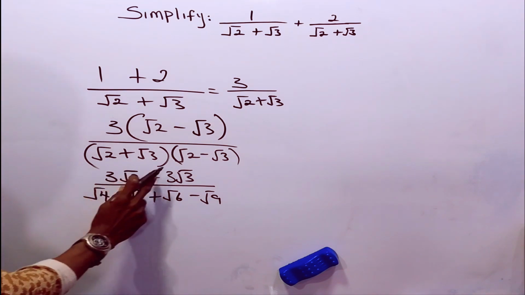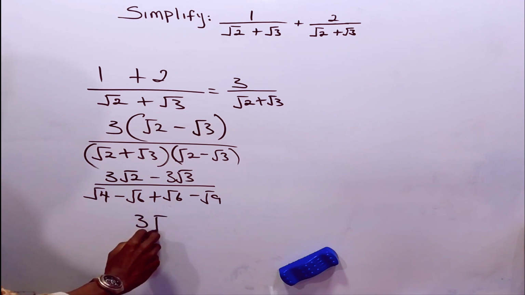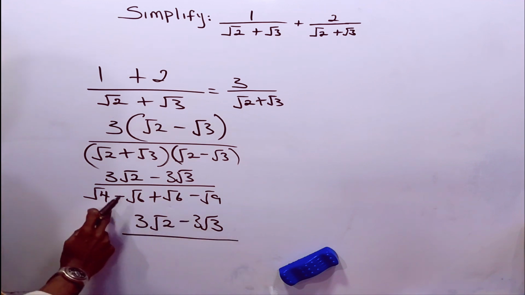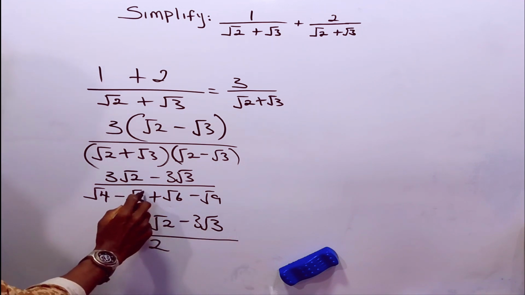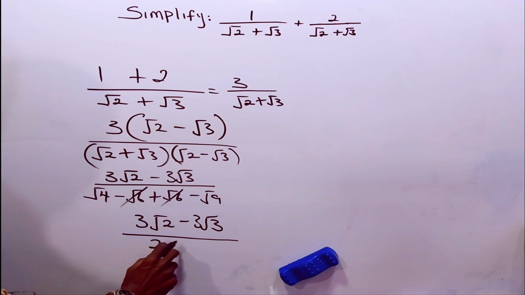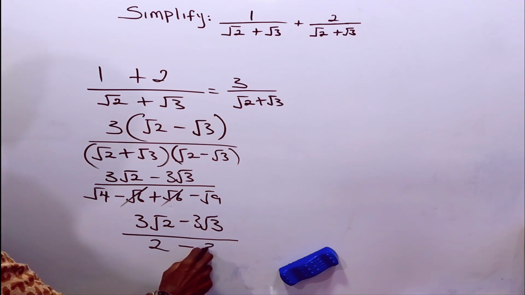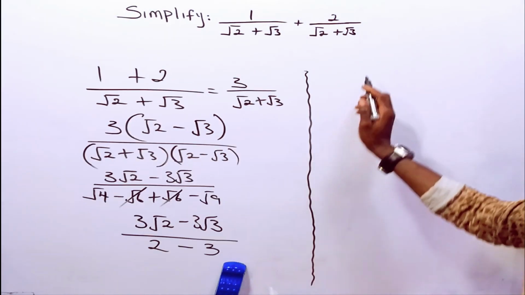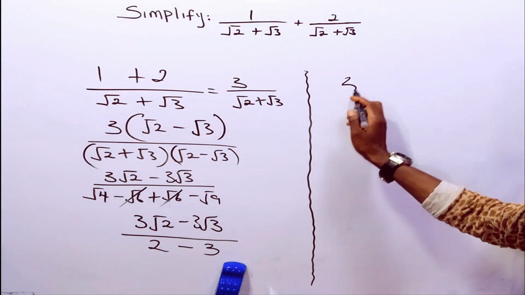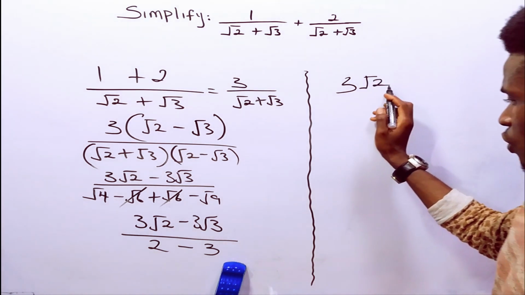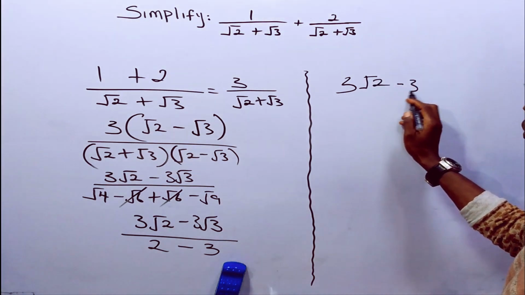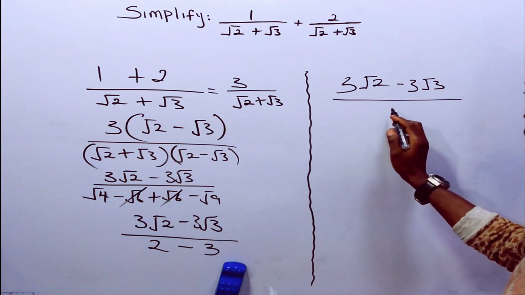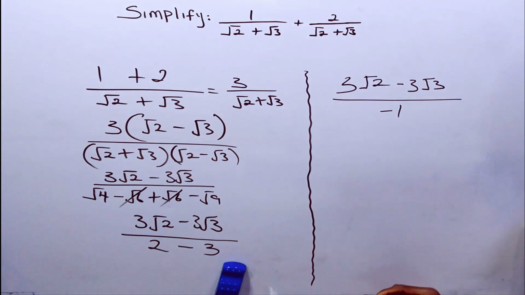So the numerator remains the same, over root 4, which is simply 2. Positive root 6, negative root 6 will go. Then we have negative 3. Therefore, we can't simplify the numerator. We'll leave it as 3 root 2 minus 3 root 3 over 2 minus 3, which is negative 1.